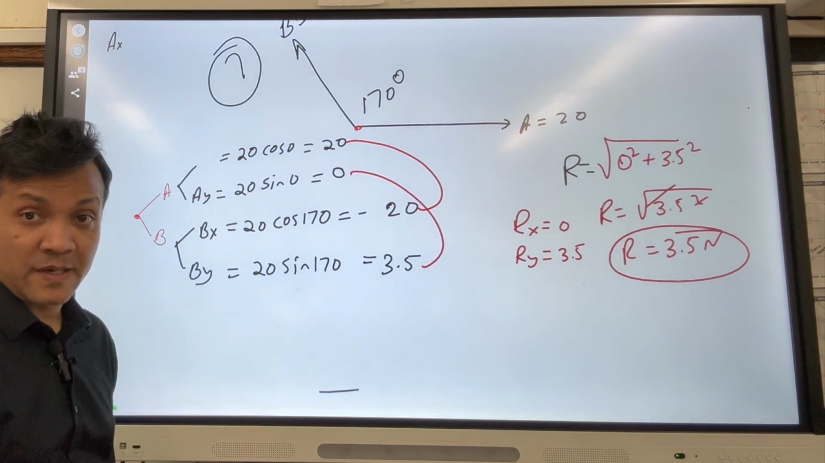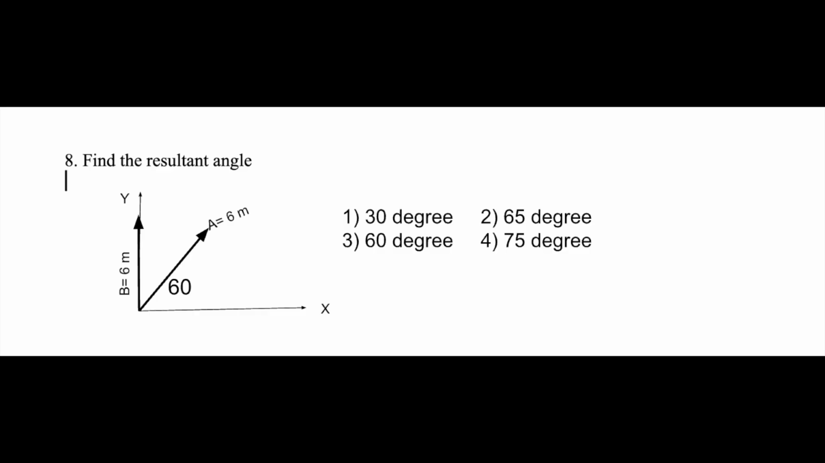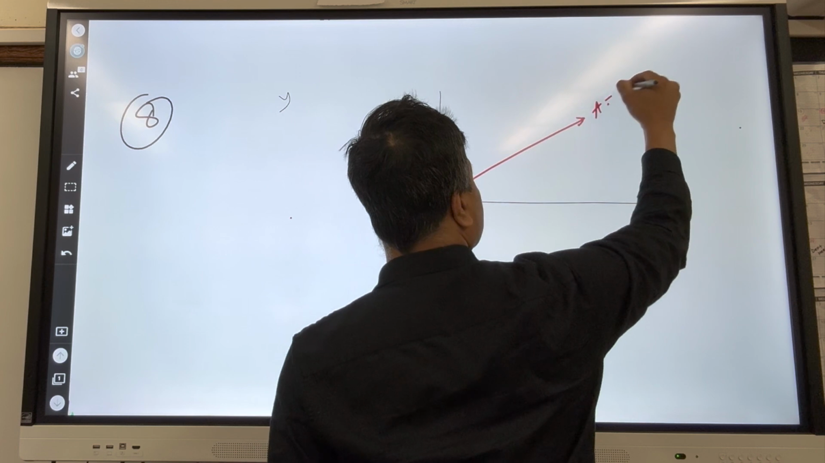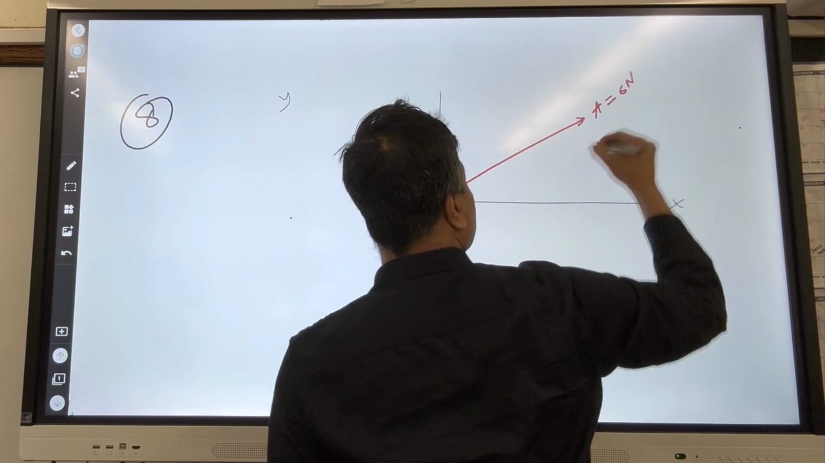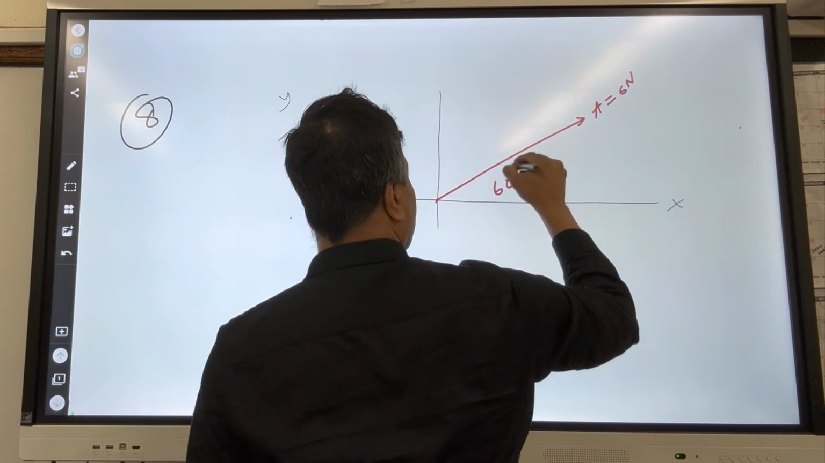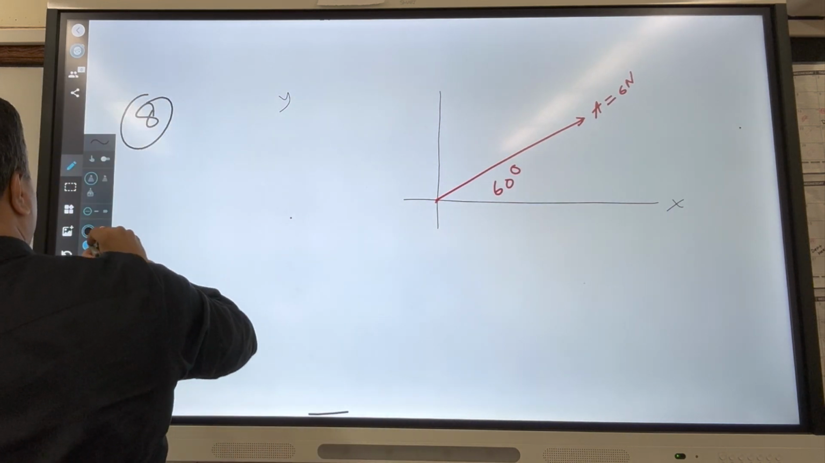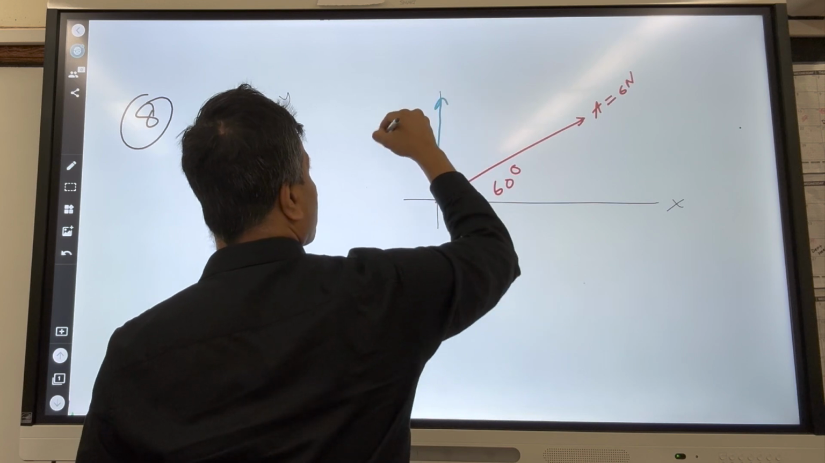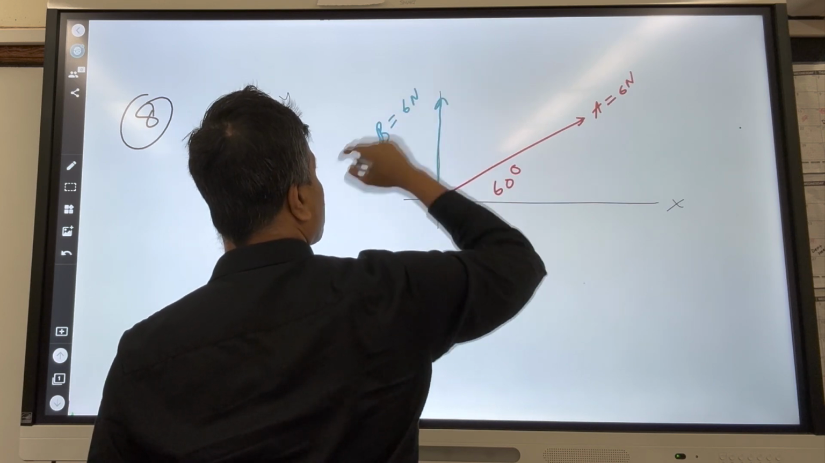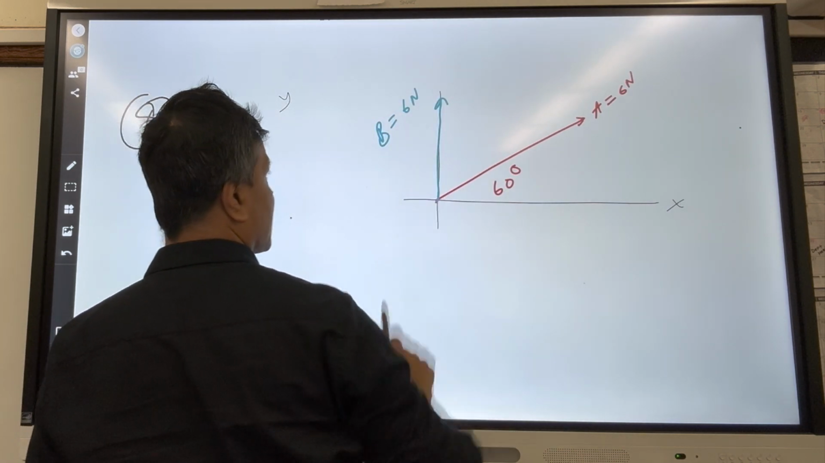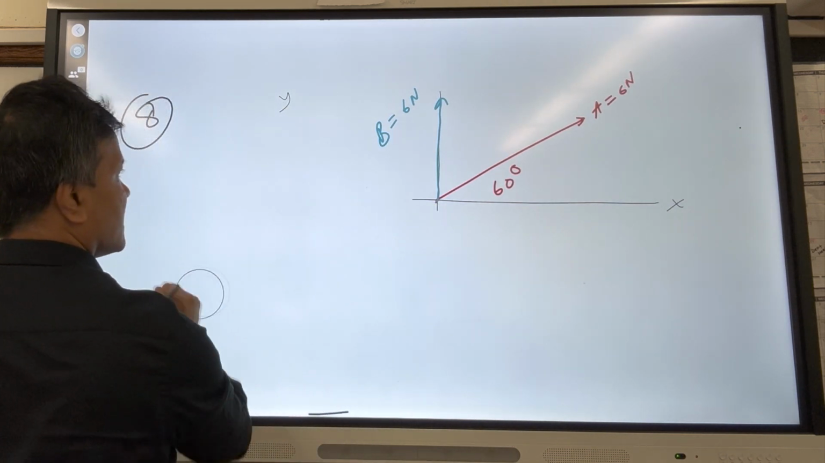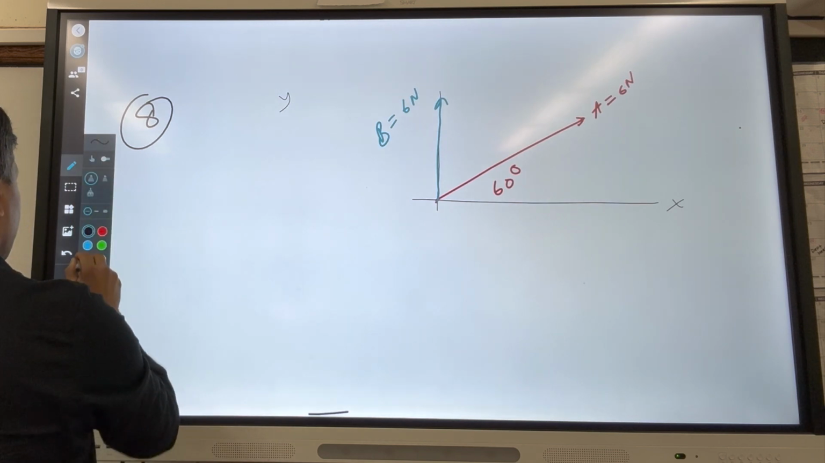Now we're going to do question number 8. Red vector, right? Vector A, which is 6 Newton, and this is 60 degree. Let's call this vector B. This is called blue vector. Blue vector is also 6 Newton. Okay, and this is 90 degree. Now what we need to find? We need to find the resultant vector.